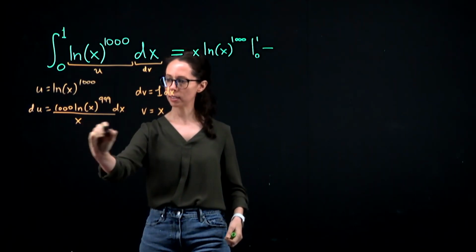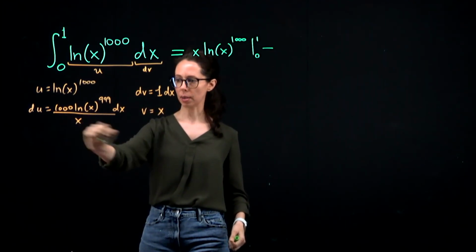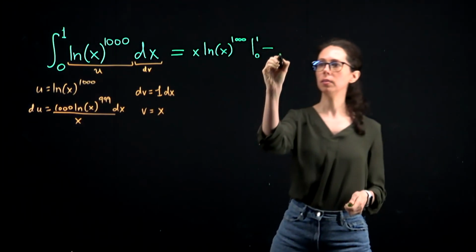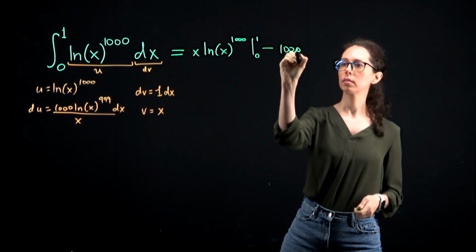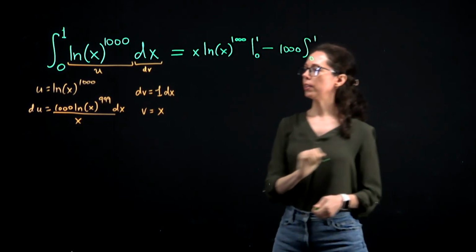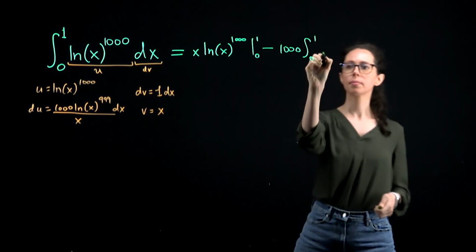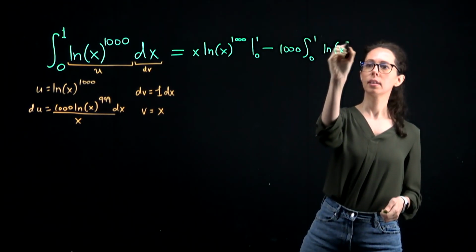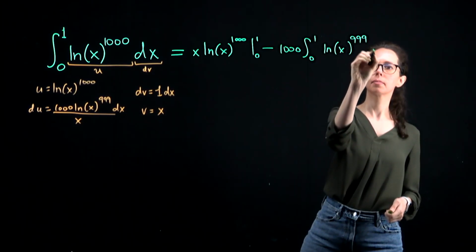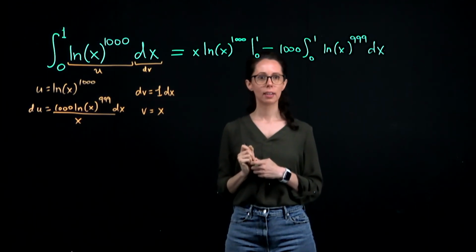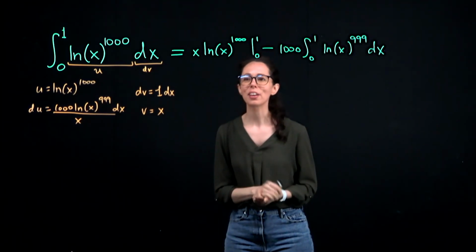Well, notice the x's are going to cancel. So x times 1 over x will cancel. Let me pull out the 1,000 as well, leaving us with just natural log of x to the 999 dx. Great, this looks really great. So let's keep going.